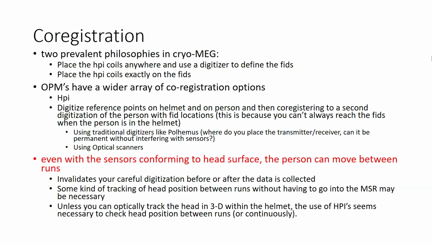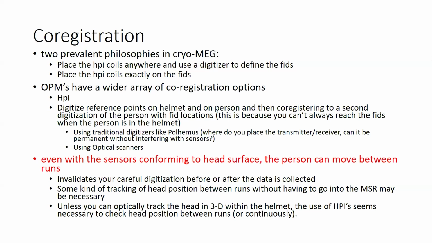Robert's already mentioned in good detail co-registration. I really don't have much to add here, except that practically speaking, when I have done co-registration with the OPMs, I've used optical scanning and I've used digitization of the reference points on a helmet and then relative to the face and so on. A lot of these methods rely on the fact that you do this in advance of doing the data collection, and you assume that the person isn't going to move relative to the helmet. And if they do, you have to go open the door and go in and redo the digitization. And that could become quite onerous.